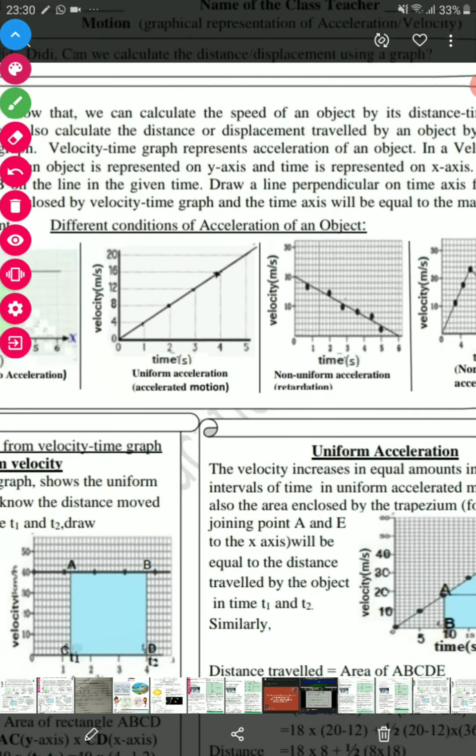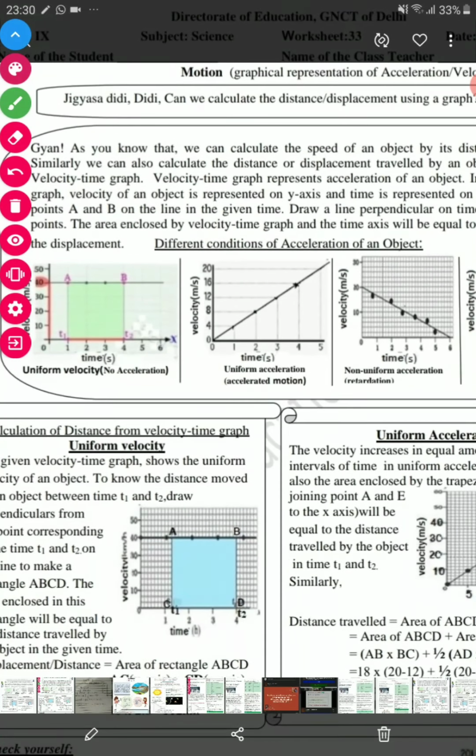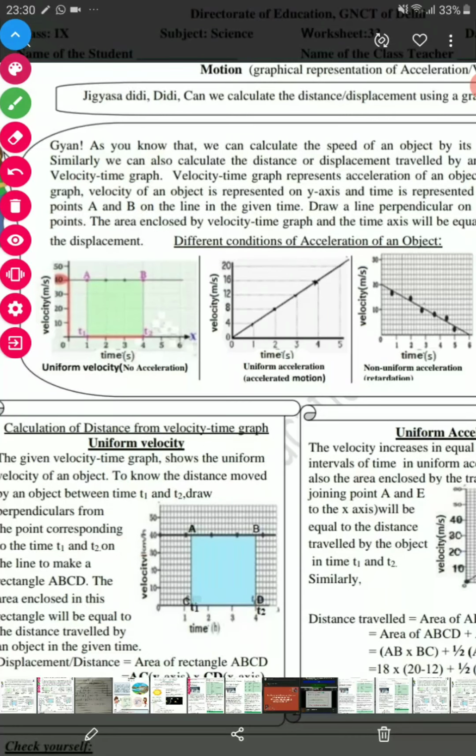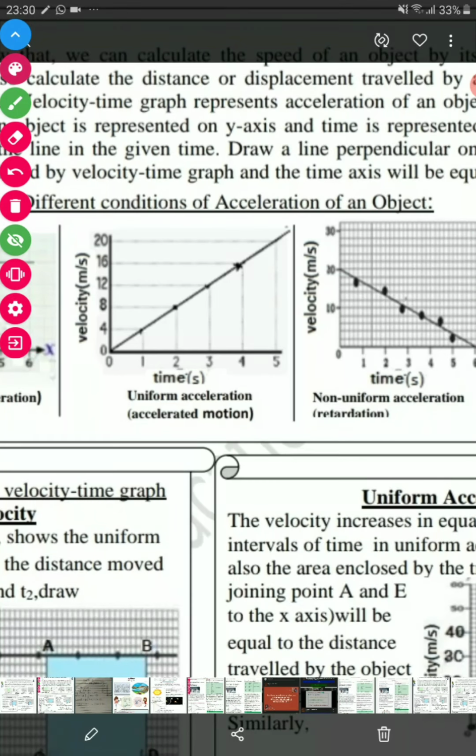Okay, next graph we have. See, students, the time increases here, but the velocity of the object does not increase, it remains the same. So in this case uniform velocity is there, so no acceleration. Velocity is not increasing, so no acceleration will be there. But in case of the second graph, we have time on the x-axis, velocity on the y-axis, and it is increasing with respect to time. So this is the graph of uniform acceleration or accelerated motion.